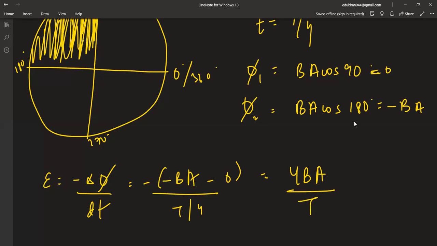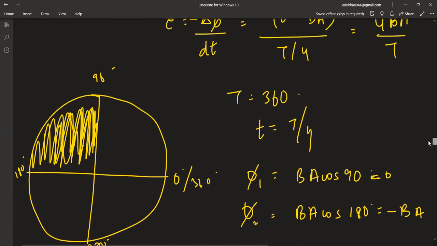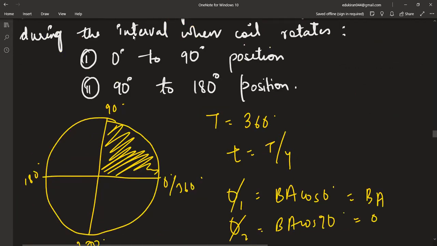Here in these cases it is coming the same. Otherwise it can be different also. But you should know which angles to write and how to write. This angle is the initial angle, this is the final angle, and between them you will have the time duration. Write down the solution. Is it clear to all of you?